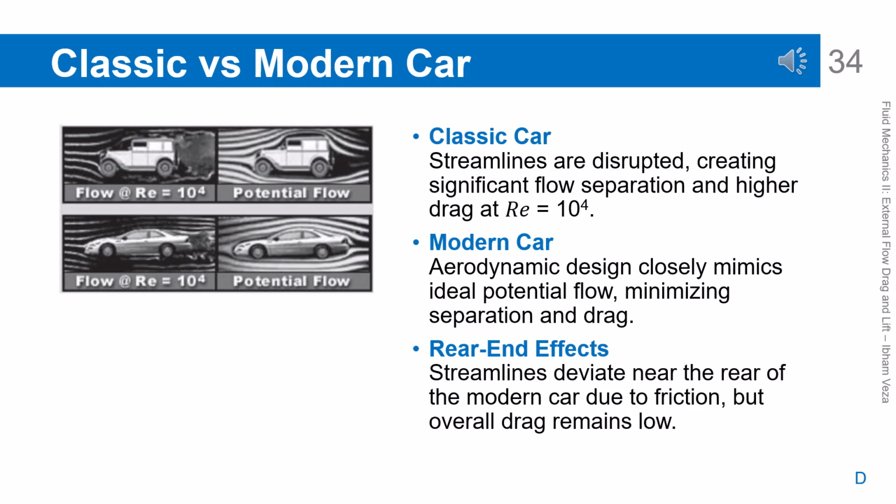Streamline comparison: classic versus modern car. A classic car shows large flow separation, resulting in a wide wake behind it. A modern car is designed to closely follow potential flow patterns, so separation is much smaller. Although friction effects still exist near the rear, their impact is relatively minor. This difference explains why modern cars are much more aerodynamic. The evolution of vehicle design is strongly influenced by the understanding of fluid mechanics.